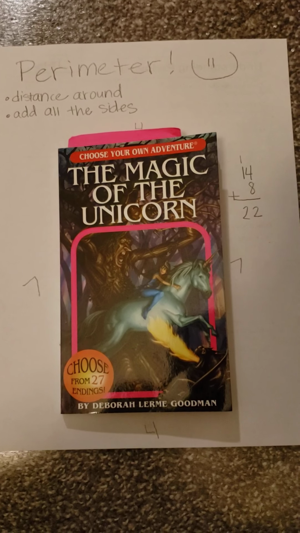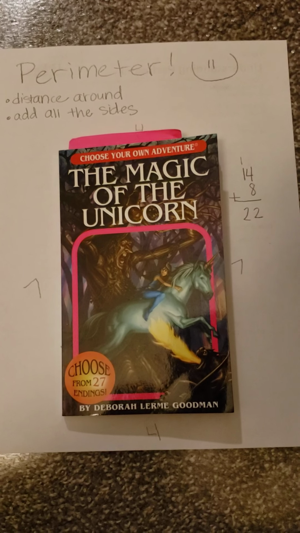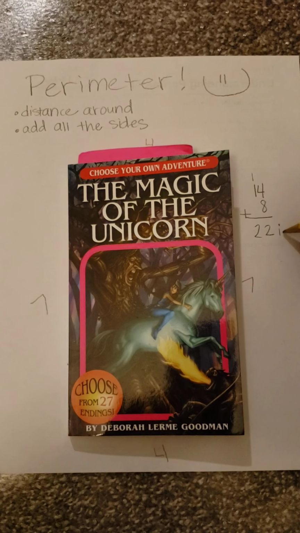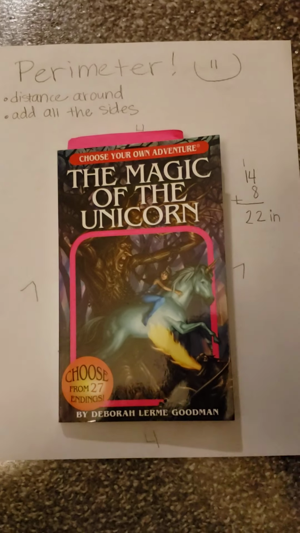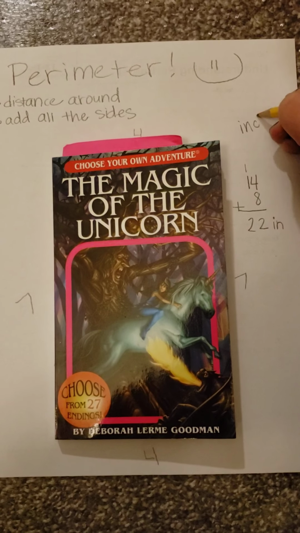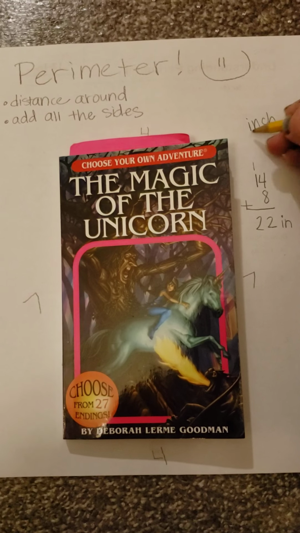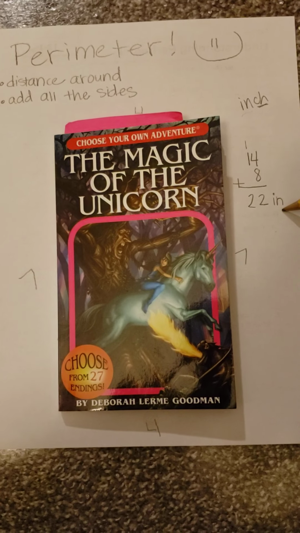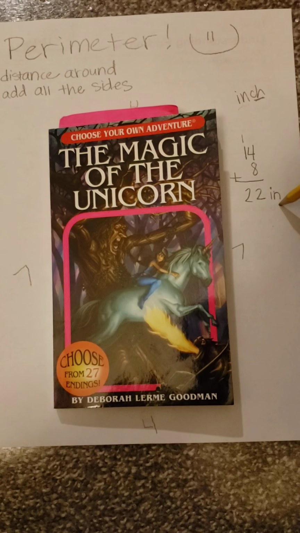Now my answer isn't just 22. We've talked about this. You have to have a label. So we're not talking about 22 elephants or 22 candy bars. So this is 22, and remember, I used inches. And this is the abbreviation for inches: IN. The whole word is INCH. But if we want to abbreviate it, it's just IN.